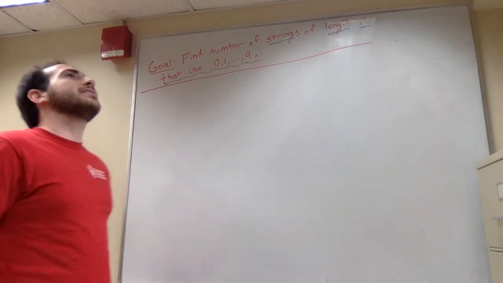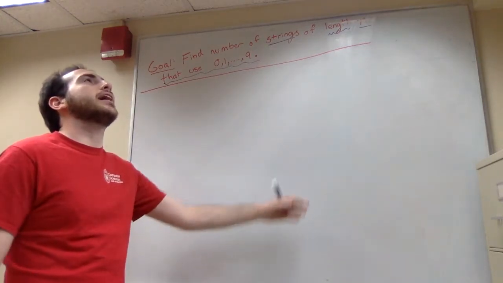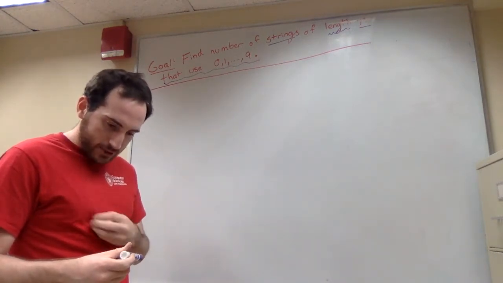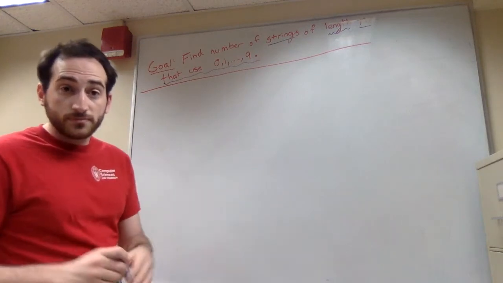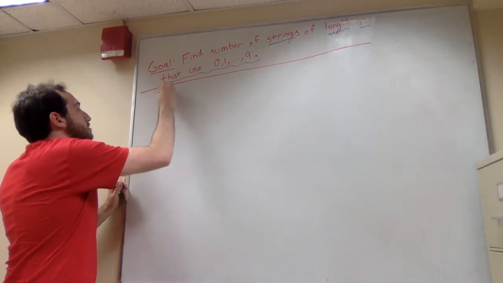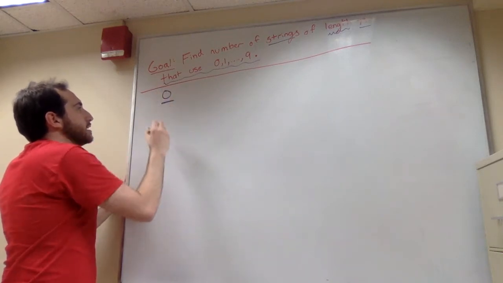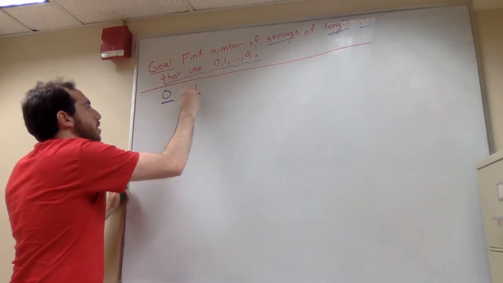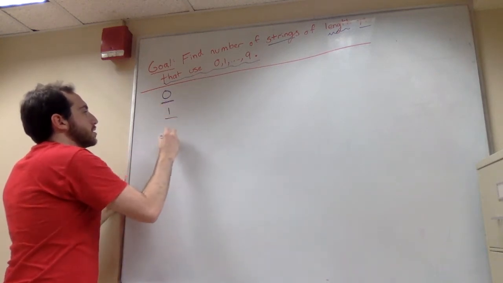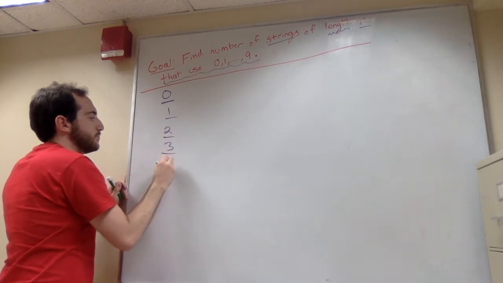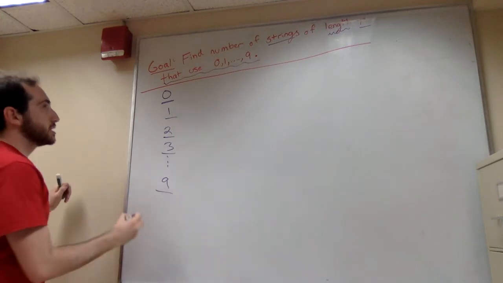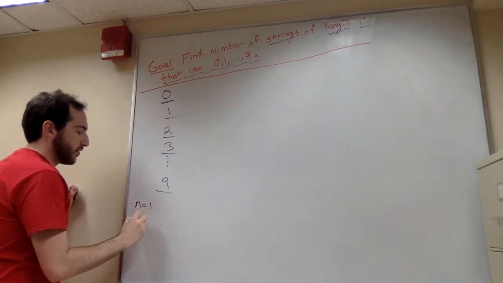So, strings of length n. Let's start by thinking about strings of length 1. How many strings of length 1 are there that use these letters? Well, if it's length 1, it either starts with a 0 or a 1 or a 2 or a 3 up to 9. So there are 10 possibilities for this digit. So if n equals 1, then the answer is 10.